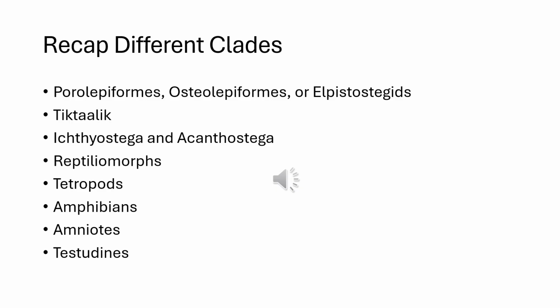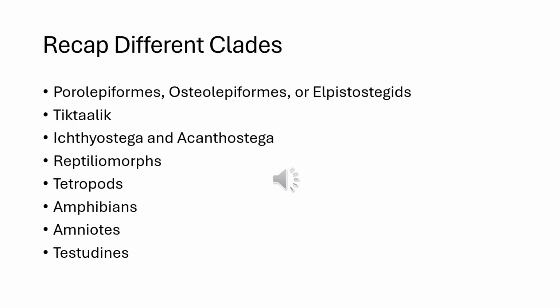So as we try to recap some of the different clades that we can see in the evolution of the heart and cardiovascular system, we can start with the porolepiforms, the osteolepiforms, and the stages. Closely related to the lobe-finned fish, primarily with a 2-chambered heart. We can see it adapt to this ability to breathe air into the lungs. It still has the gills, but we can see this transition to more function with the lungs.